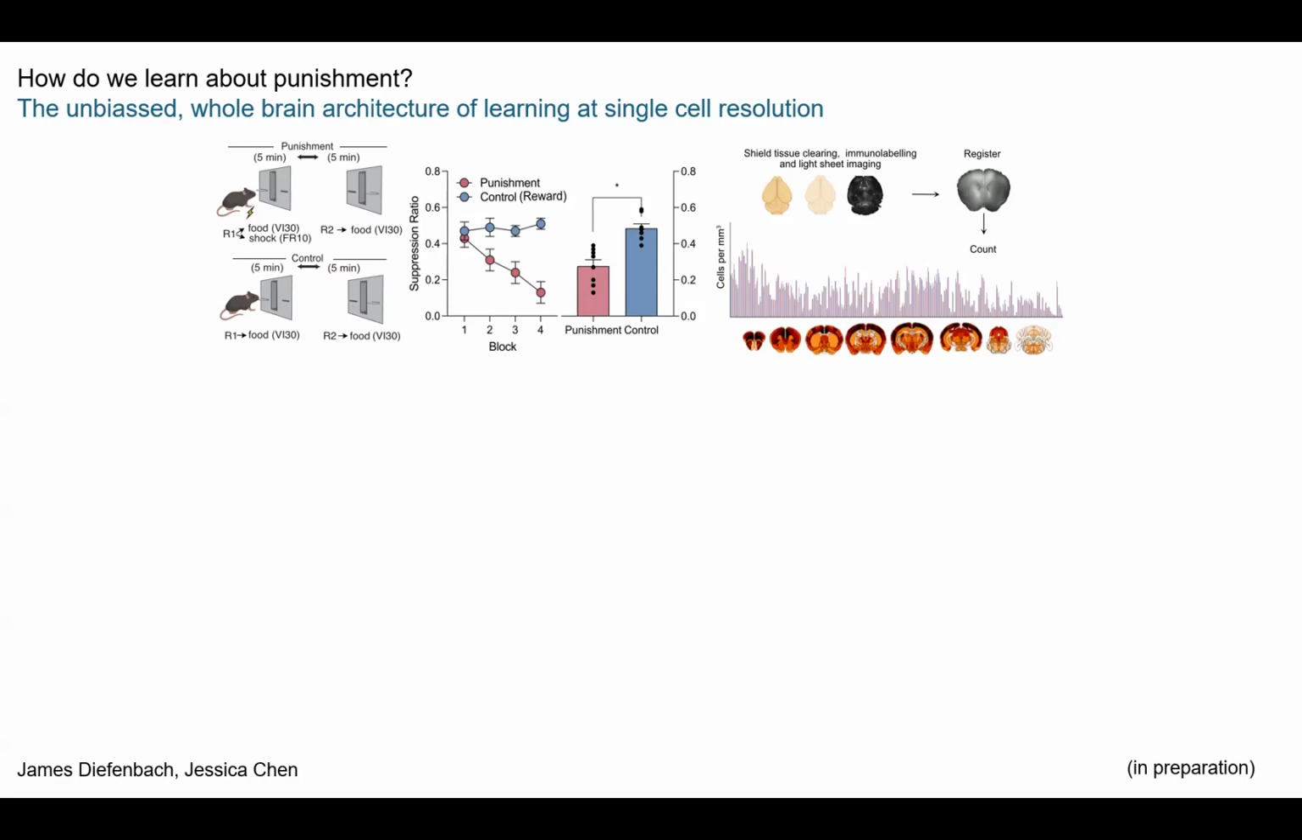And then we image the whole brain, right? The whole intact brain in a light sheet microscope. And we count every cell that's stained, every nucleus that's stained with the activity marker, and we align that to a standardized map, the Allen Institute map of the mouse brain.